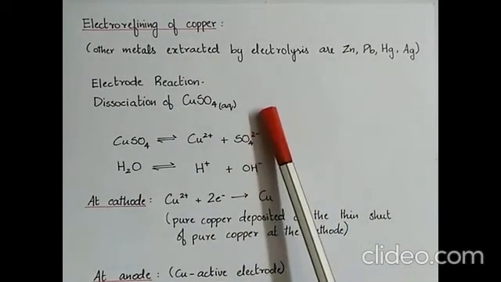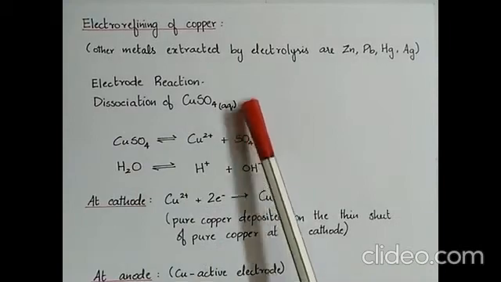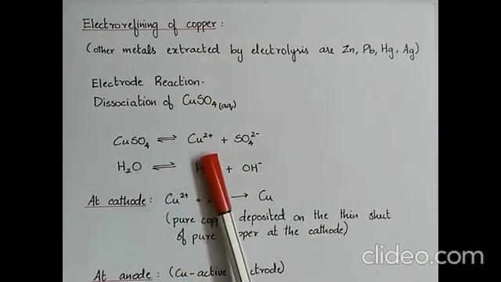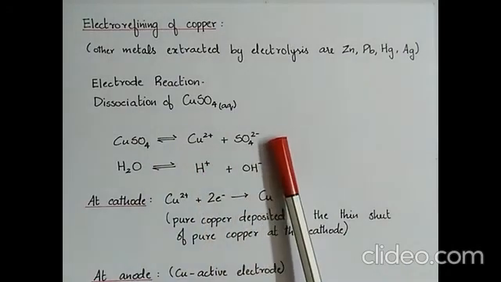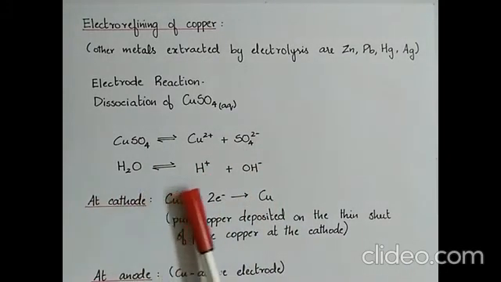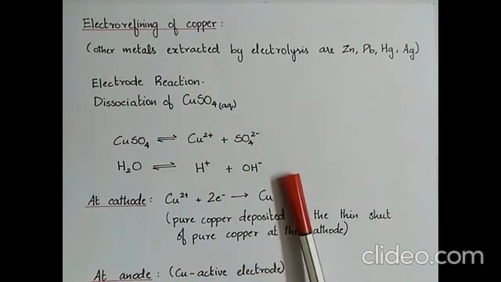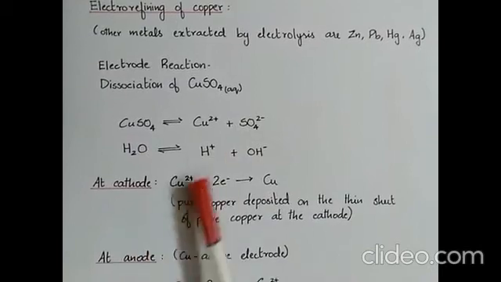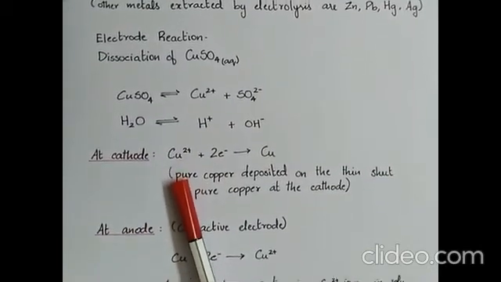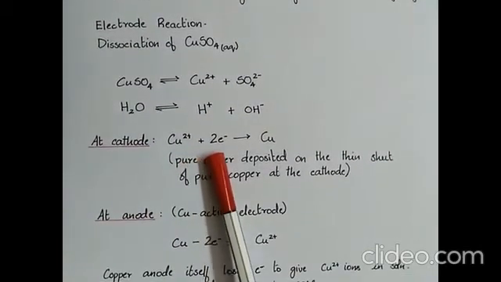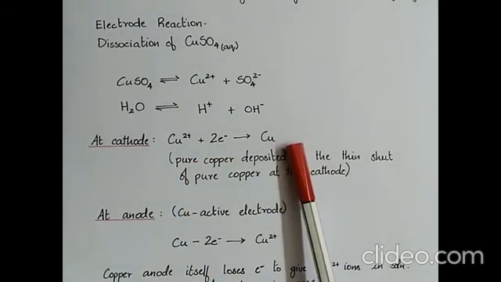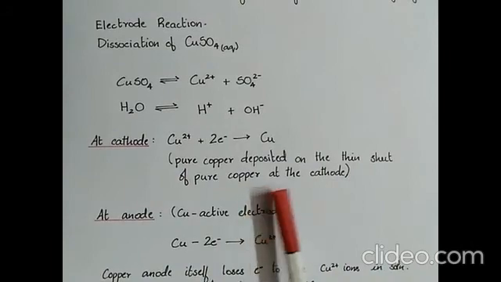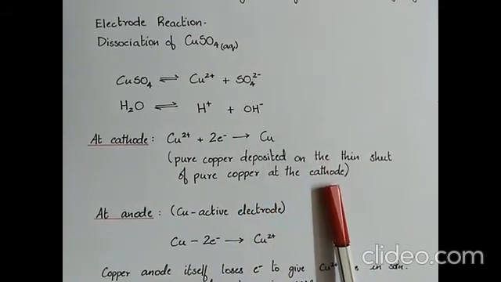Now let us study about the dissociation of copper sulfate solution in the electro-refining of copper. Copper sulfate dissociates to give Cu2+ and SO4 2- ions. Water dissociates to give H+ and OH- ion. Cu2+ ion and H+ ion move towards the cathode. Cu2+ ion is discharged by gaining 2 electrons from the cathode to form neutral copper metal, which gets deposited on the thin sheet of pure copper at the cathode, which you can see in the diagram.